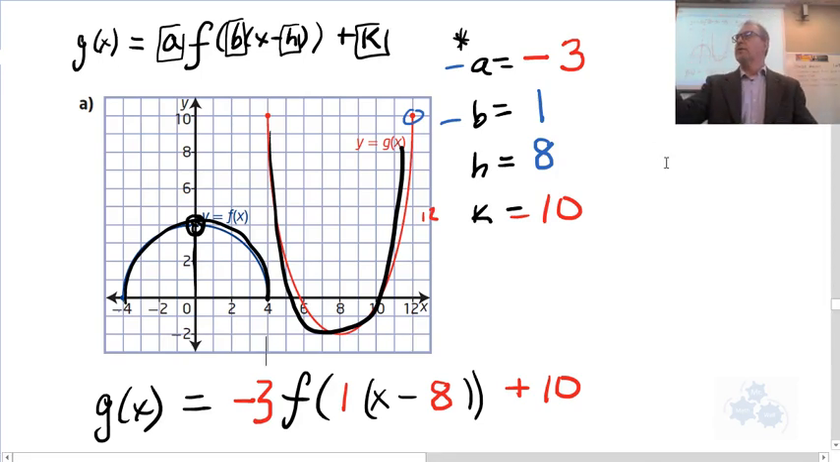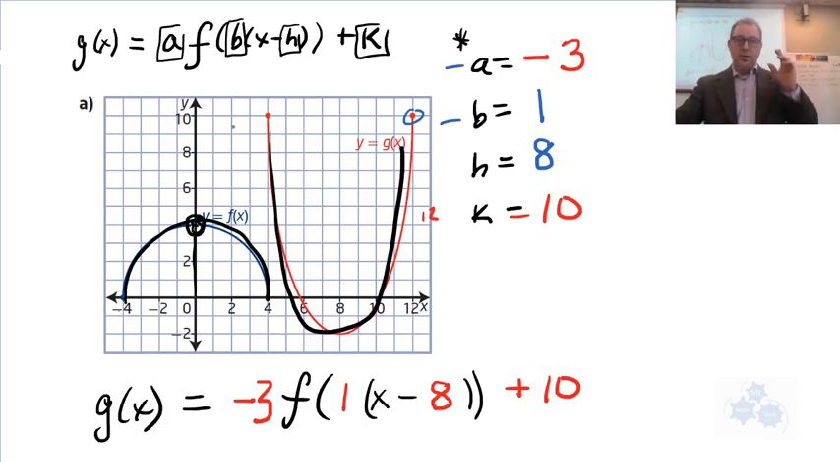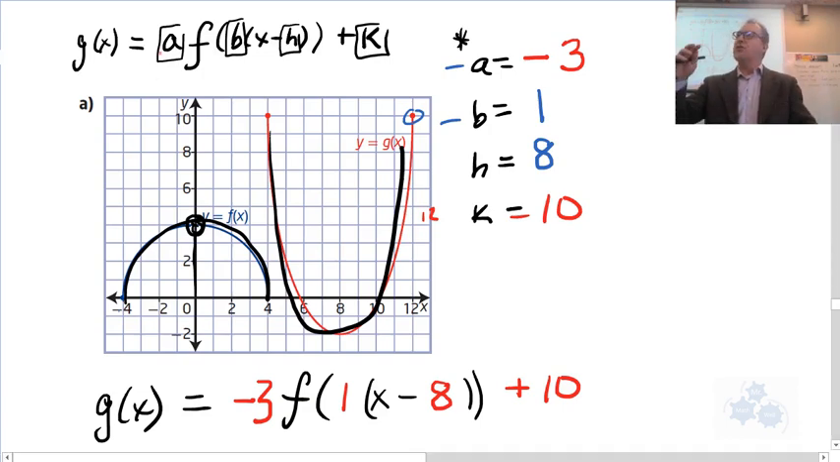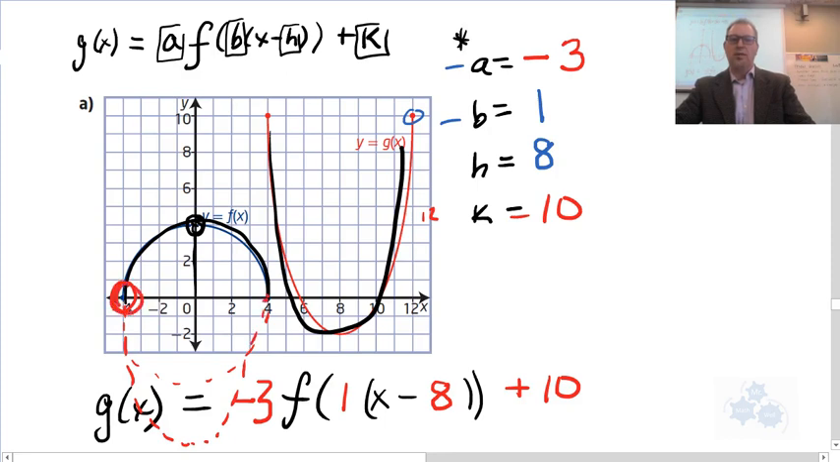Good question. Why is K 10? Okay. All right, just one more explanation here. K is the vertical movement, right? So you can look at it two ways. What I did was I took this point, and just envisioned that this gets flipped with a negative A, and it also gets stretched with a negative 3A. So this point stays the same, so does this one, because it's on the x-axis.